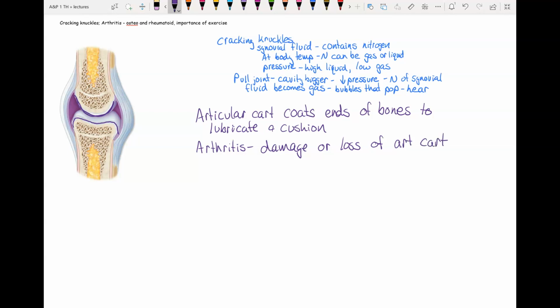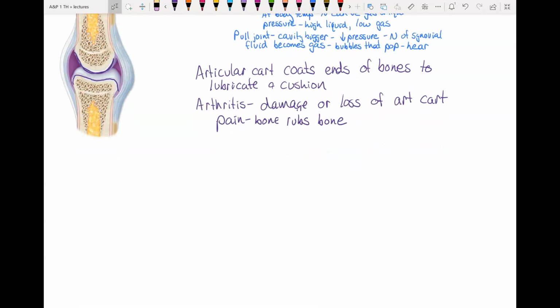So if you damage or you lose your articular cartilage, you lose that lubrication and that cushioning. And then you have pain and friction because you have bone rubbing against bone. So then you get pain as the bone rubs against bone. And there are two main types of arthritis. There's rheumatoid arthritis and osteoarthritis.